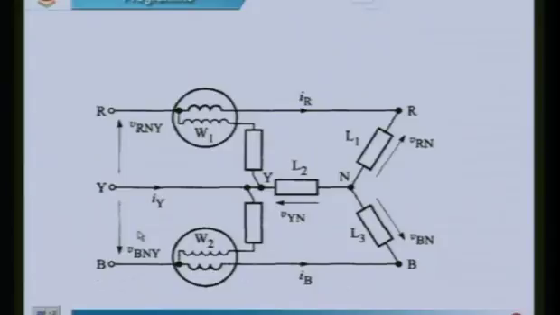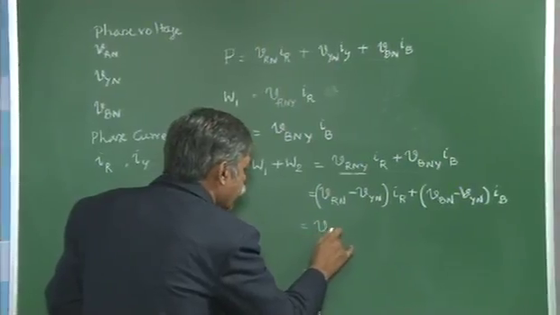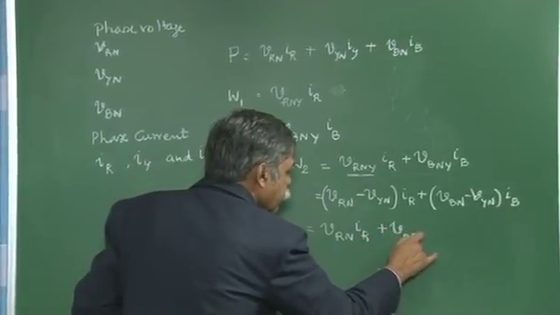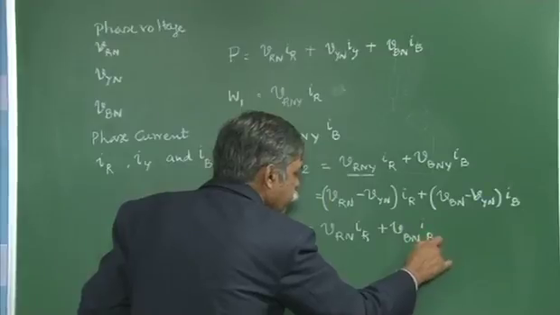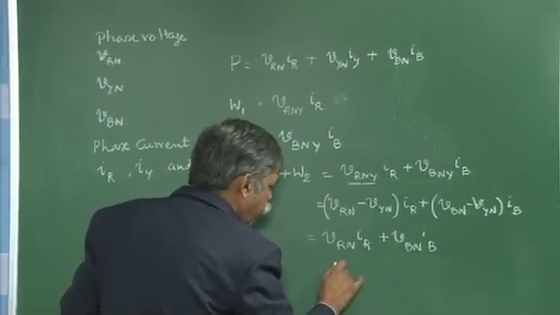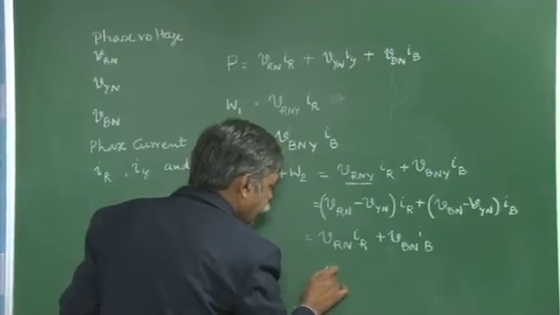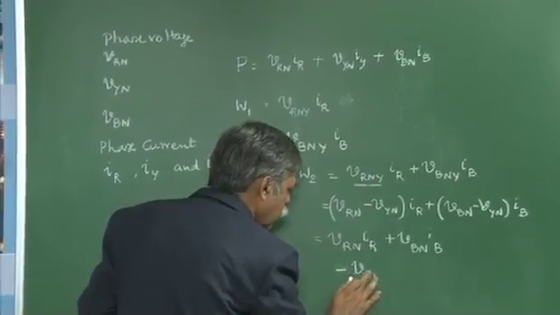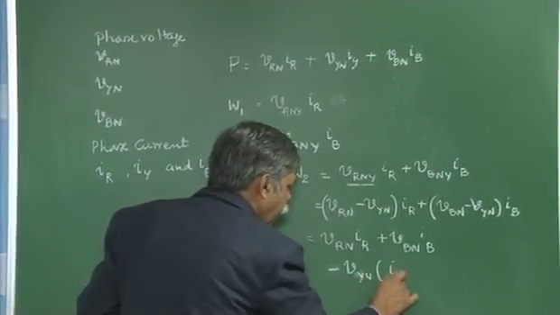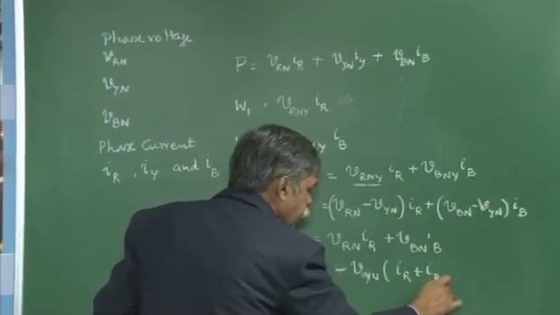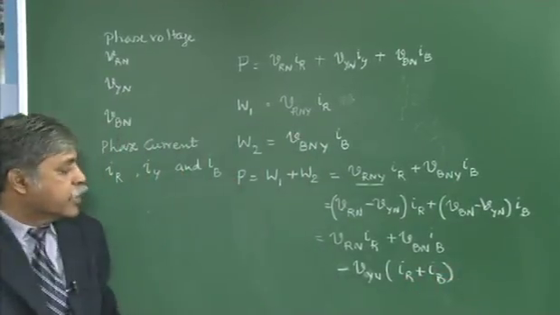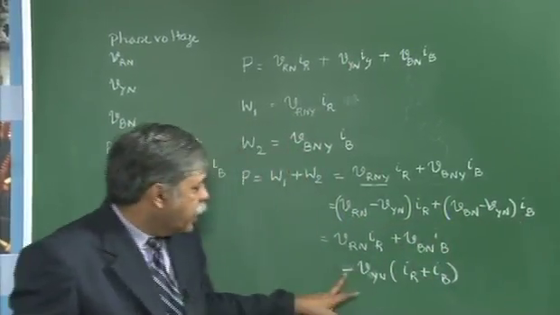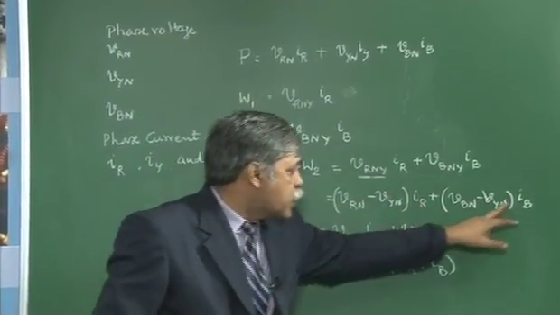So now if I open the brackets, I will get VRN into IR plus VBN into IB, minus VYN multiplied by IR plus IB. So there are three terms in this: VRN IR, VBN IB, minus VYN into IR, minus VYN into IB.